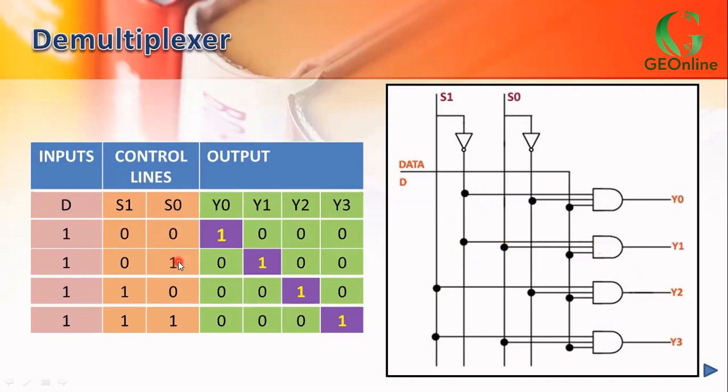Another combination, S0 is equal to 1 and S1 is equal to 0. S0 is equal to 1 comes here. S1 is 0. So it converted to high here, comes here, and data line high here. Therefore, we get an output at Y1. All other AND gates show an output of 0. The same is applicable in 2 other cases.